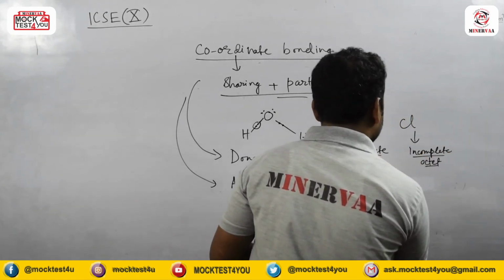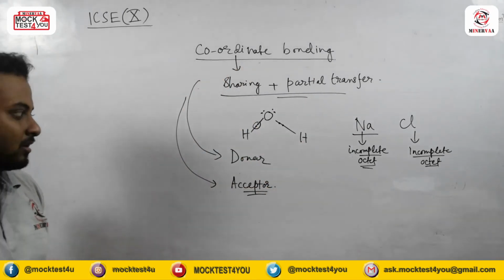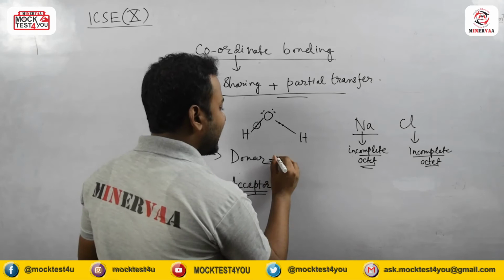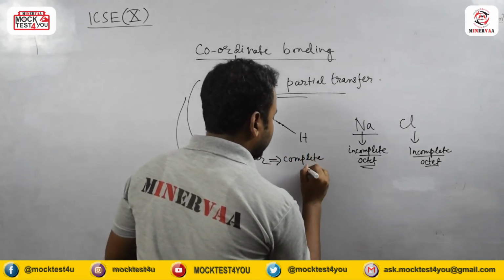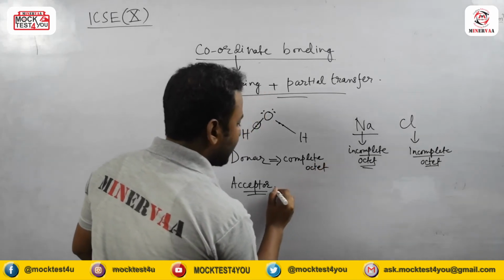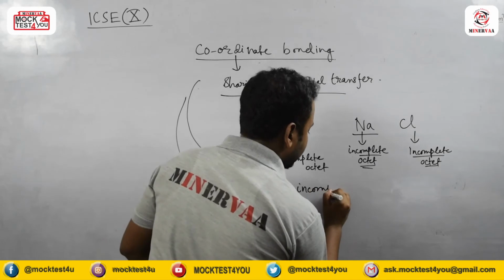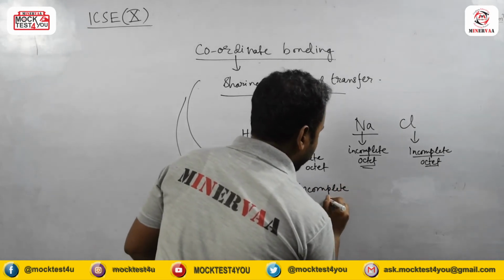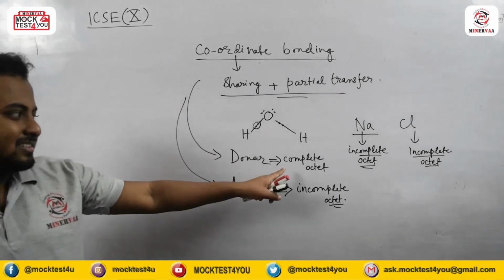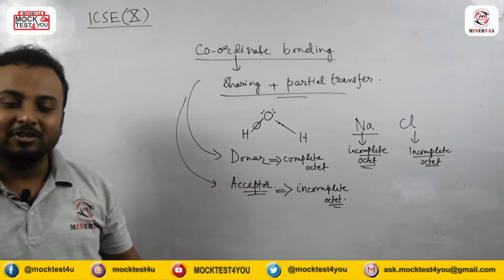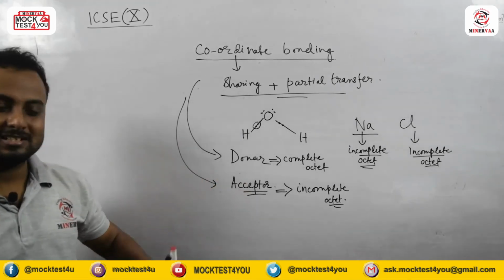Okay. But what is the difference with coordinate bonding? In coordinate bonding, the donor will have a complete octet and the acceptor will have an incomplete octet. Okay, so this can be compared with sacrificial love. The donor is sacrificing for the acceptor.